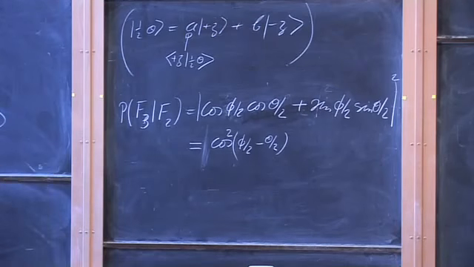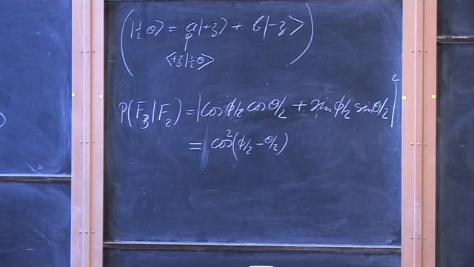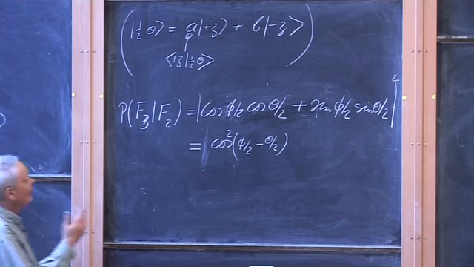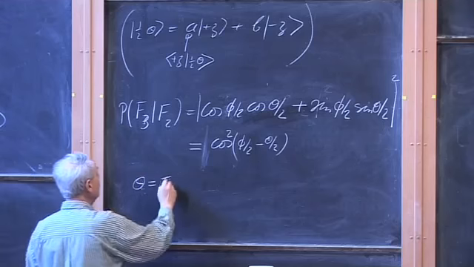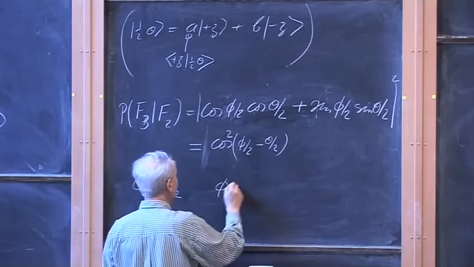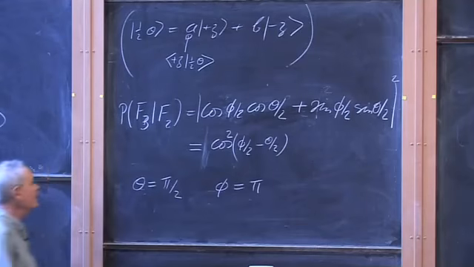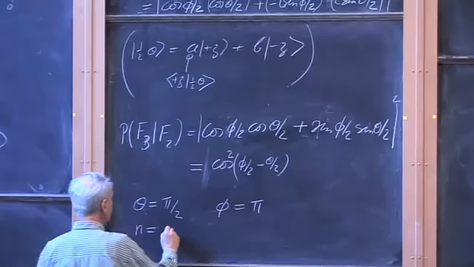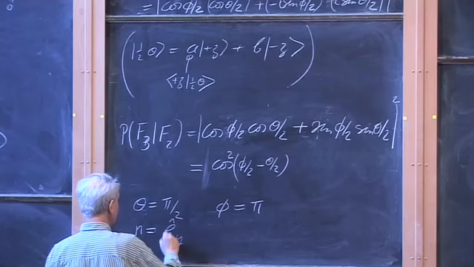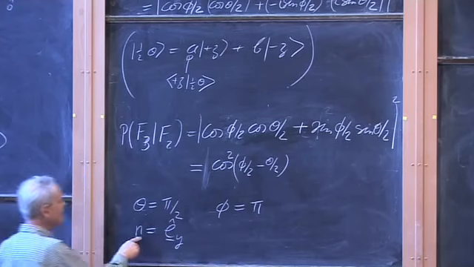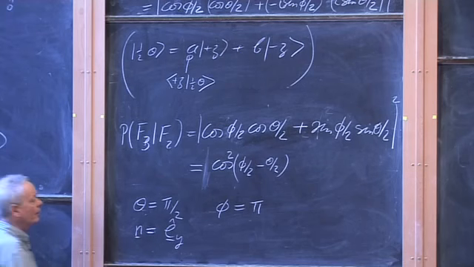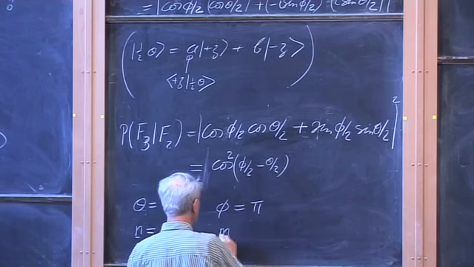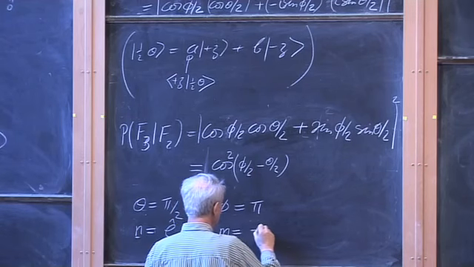Okay. Now we can learn something. We can get a little physical result here by considering the case that theta is equal to pi on 2, phi is equal to pi. What does that mean? That means that n is equal to e sub y. The axis of the second filter is equal to e sub y. You're measuring the spin in the y direction. The axis of this one, we'll call it m, is then equal to minus ez.